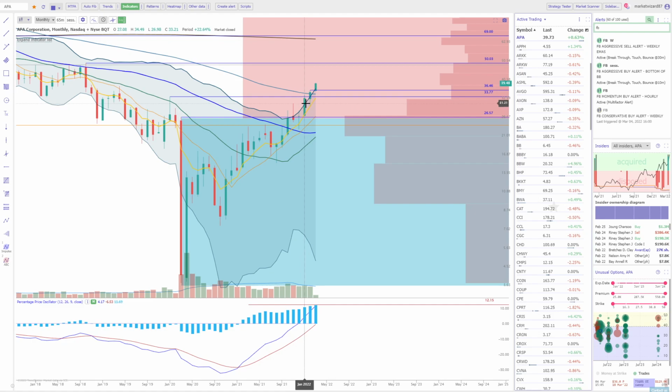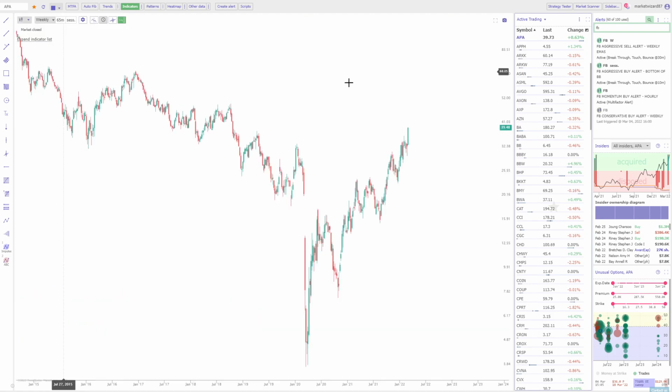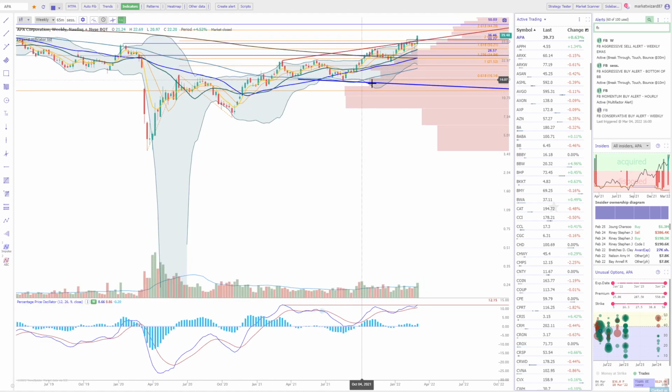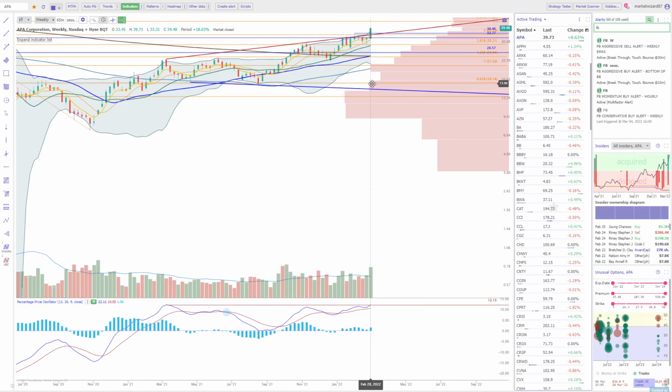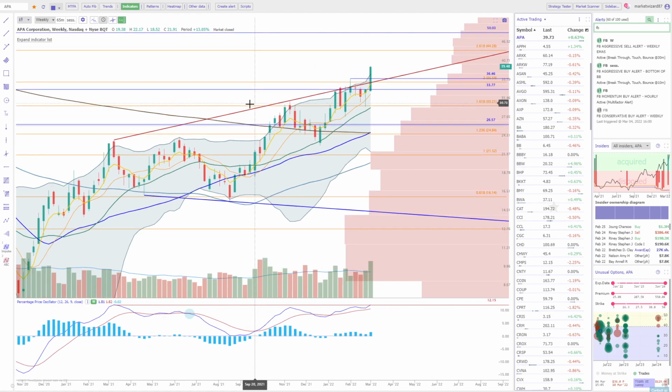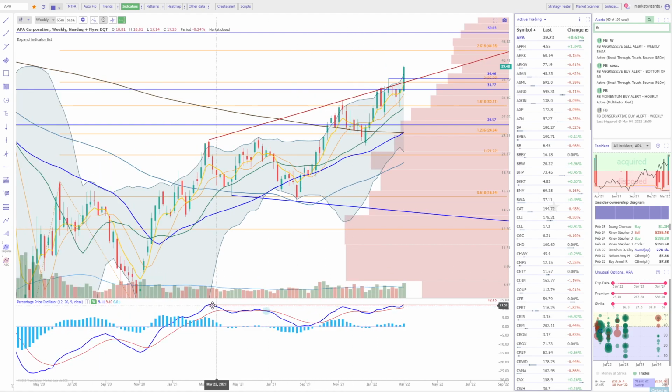So, in my opinion, APA is breaking out on the monthly, breaking out on the weekly. And this is market-generated information, right? This is where I was looking to sell APA, sell APA, sell APA, but now they're breaking out on volume. There's no longer a bearish divergence, and the bulls are marching higher.